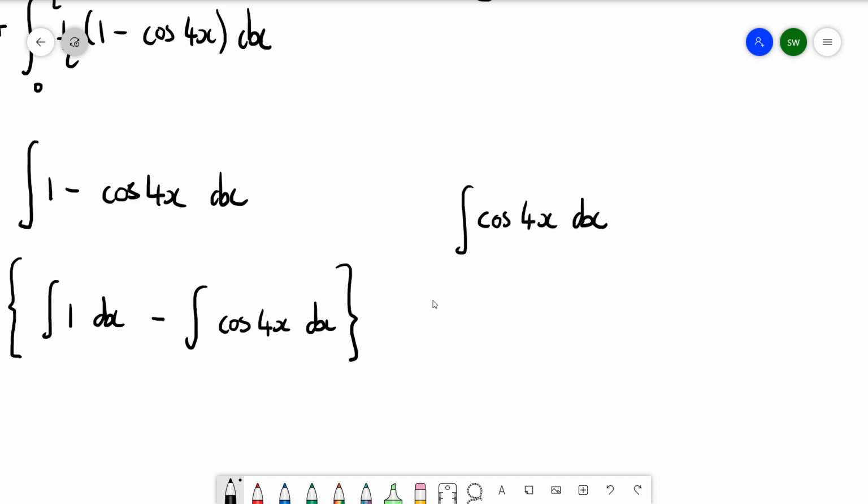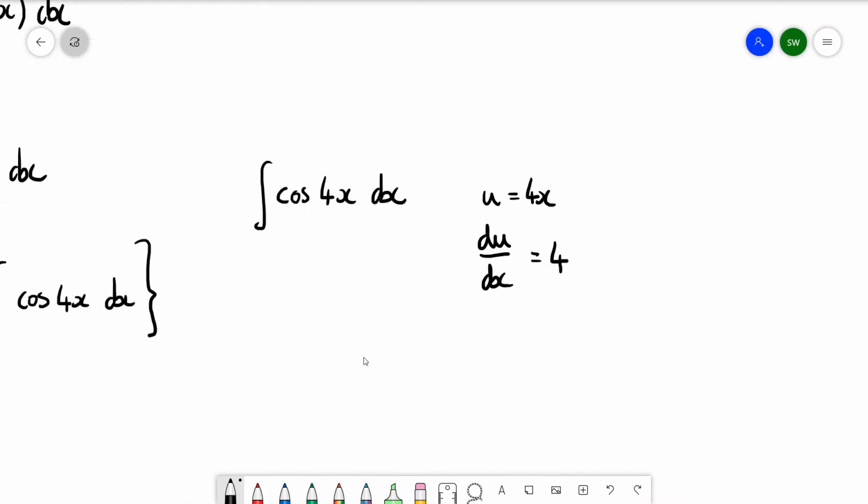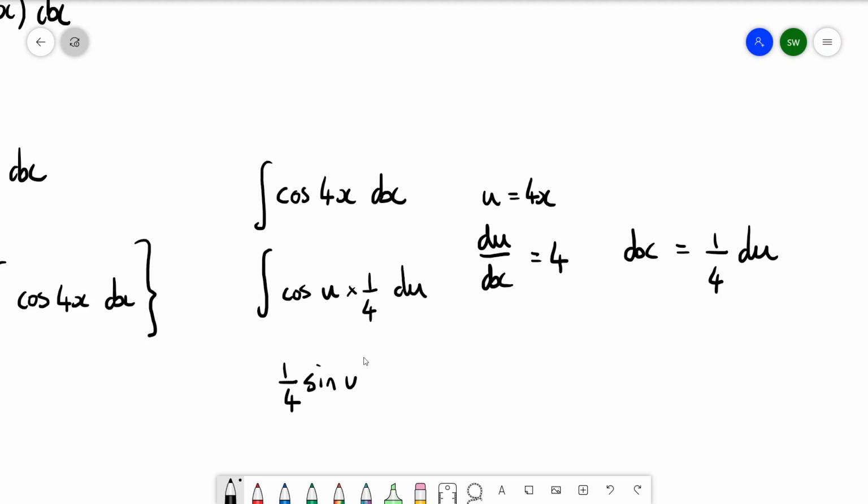So the substitution that you would use is you would say u is equal to 4x, so that du by dx is equal to 4. Now if we're doing a substitution, we want to replace dx with du. So if we rearrange this to get dx on its own, we'd get a quarter du. So this integral would be cos u times a quarter du. So we'd have a quarter, and if we integrate cos with respect to u, you get sine u. And obviously u is equal to 4x, so we're going to get a quarter sine of 4x.